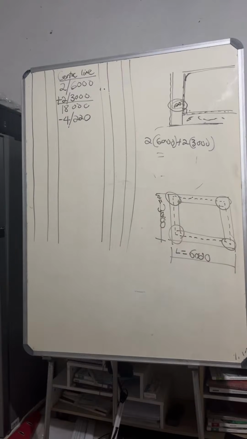Good. My question was, how do you calculate the center line yourself from what you've been taught? Because you've been talking about center line from the start. Center line is, you get the center line on the plan view.